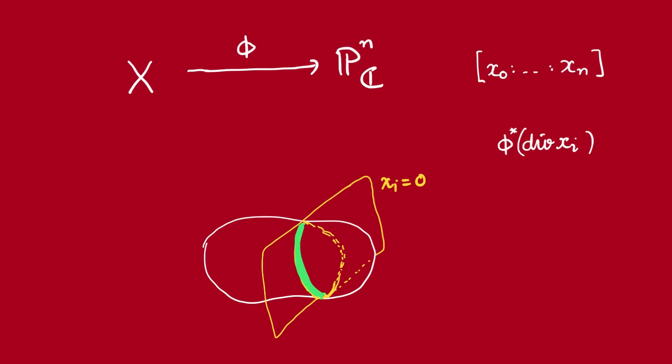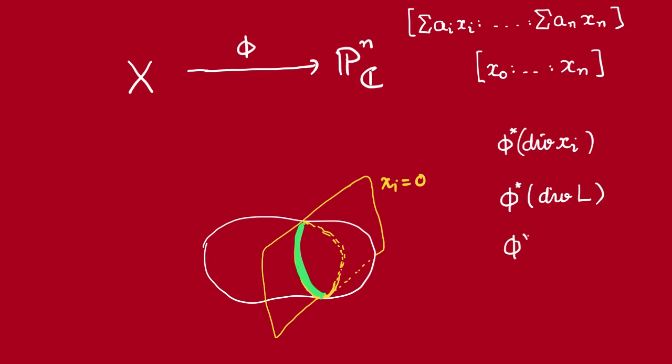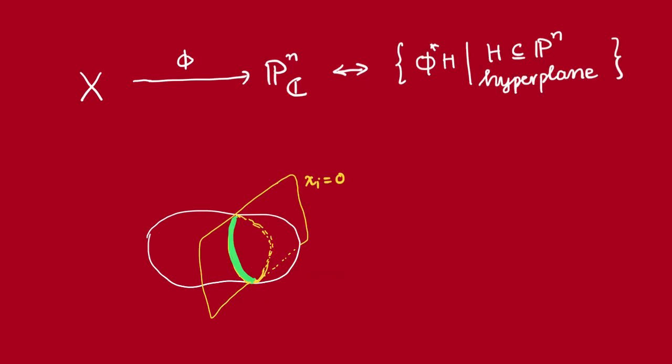This is not canonical, because this depends on the choice of a coordinate on Pn, right? So to account for all the possible coordinate changes, we want to look at not just the pullbacks of the divisors of these specific coordinate functions, but the pullbacks of all hyperplanes, all possible divisors of linear forms. We might also write this as phi star h, where h is the hyperplane cut out by the linear form L.